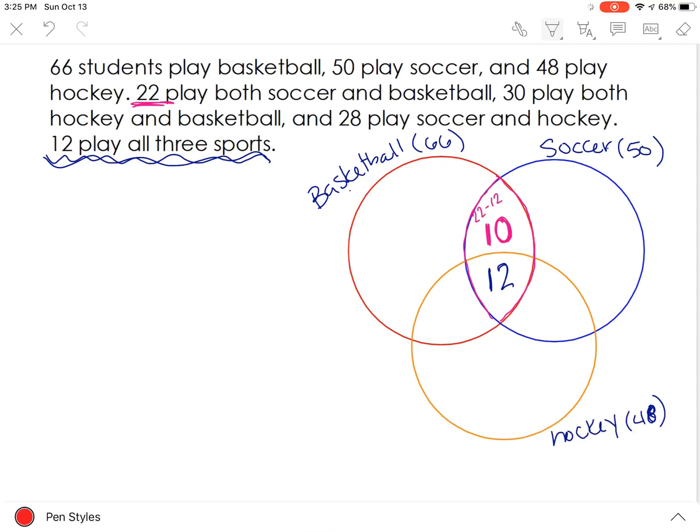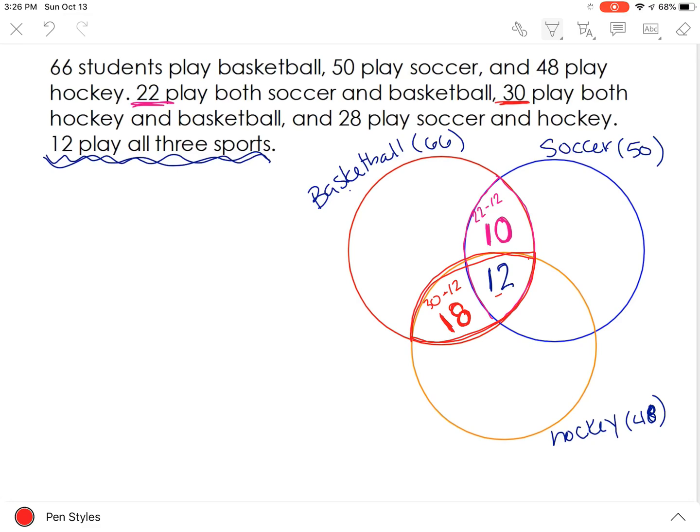Now we're going to do the same thing with 30 play both hockey and basketball. So we're going to look where hockey and basketball overlap. Right here is where hockey and basketball overlap. We want that total to be 30, and we've already accounted for 12 of them, so we're going to take 30 minus 12. That tells us that a total of 18 people play basketball and hockey, but not soccer.